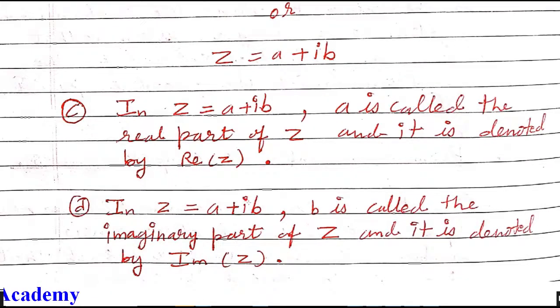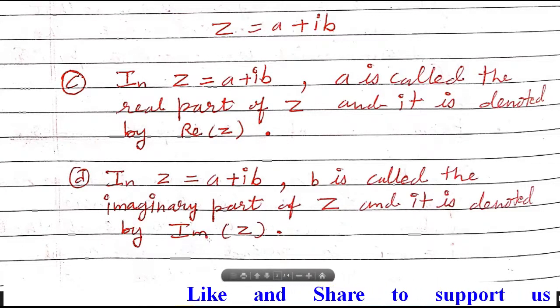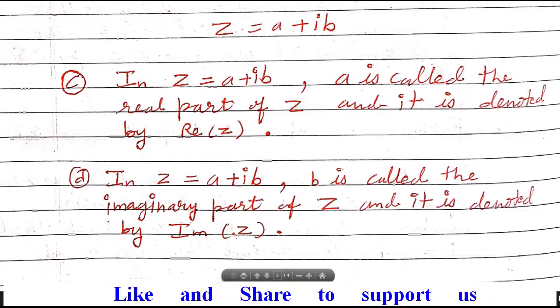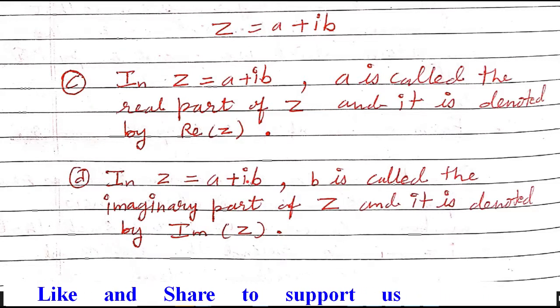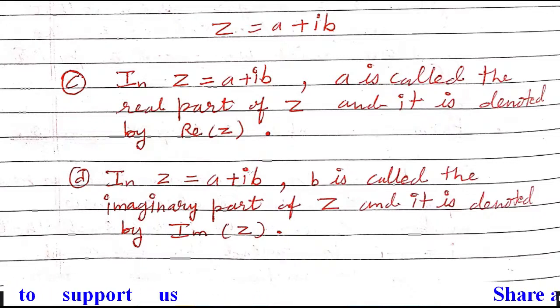In the same way, if a real part is there, then an imaginary part is also there. That is point D. In Z is equal to A plus iota B, B is called the imaginary part of Z, and it is denoted by Im. Im is for imaginary. So the imaginary part of Z. This B is named the imaginary part because iota is multiplied with B. That's why this part is named imaginary Z.